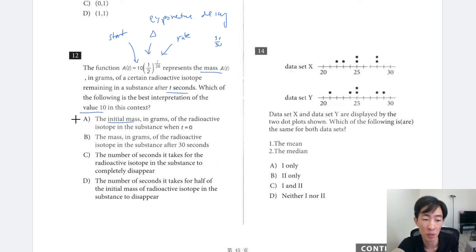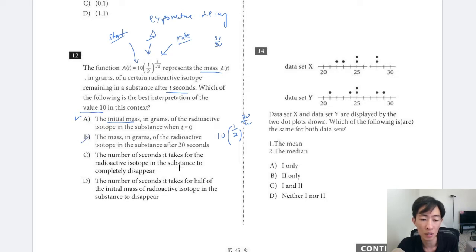So A is going to make sense based on the math, but also based on the general description that I just gave you. Choice B, the mass in grams of the radioactive isotope in the substance after 30 seconds. That is basically what happens when you plug in 30. It's going to be 10 times 1/2 to the 30 over 30, and obviously, very quickly, you can do that in your head. It's going to be 5, so that's not what 10 is here.